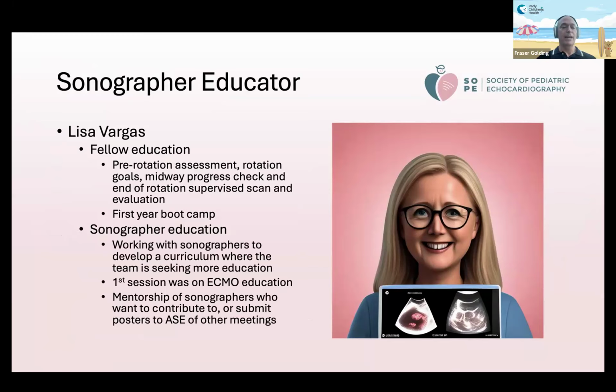So we have a first year boot camp that we've been doing for the past 3 years. And Lisa's been instrumental in some of her teaching in that. She has a really unique way to approach teaching fellows.